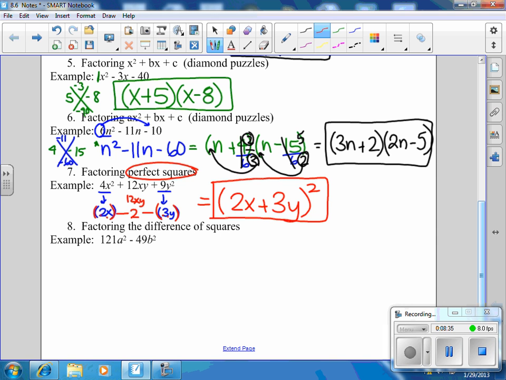And then finally, the difference of squares. So this one, you notice two things being squared. In this case, it's 11a. And in this case, it's 7b. You notice that there's subtraction in the middle. So that means that you had to have a middle term that crossed off. So we're going to use those two things, 11a and 7b. You're going to make one positive and one negative.